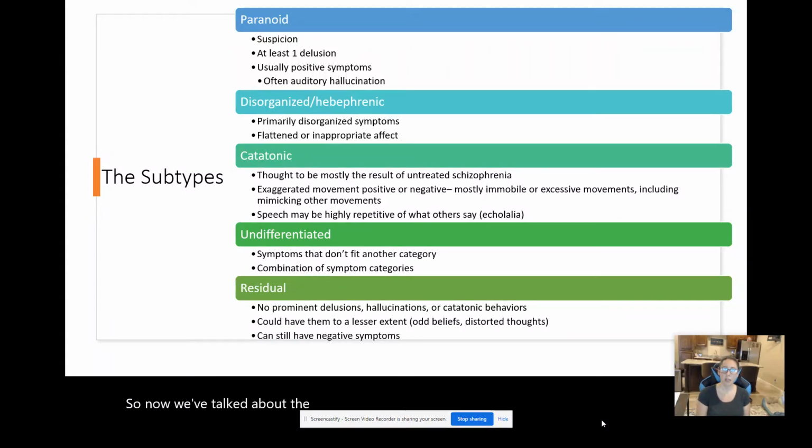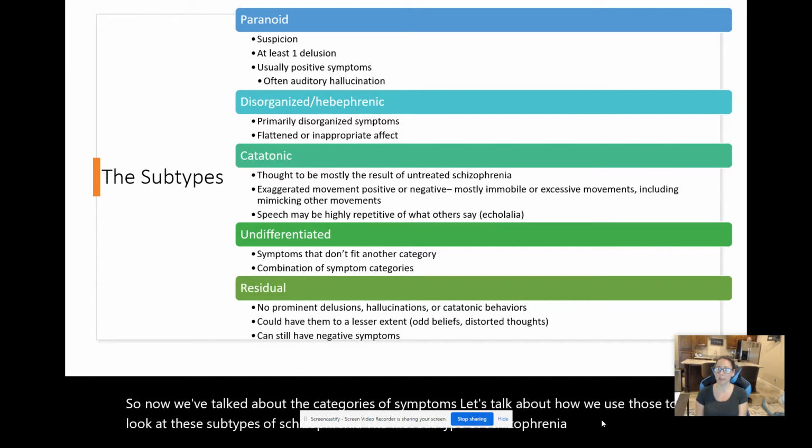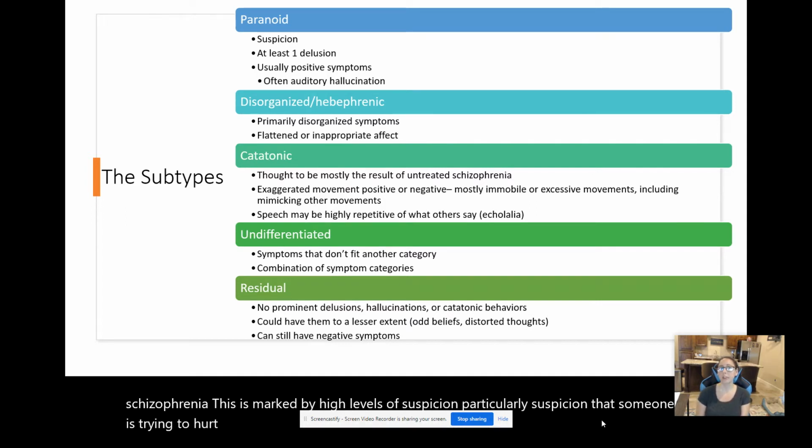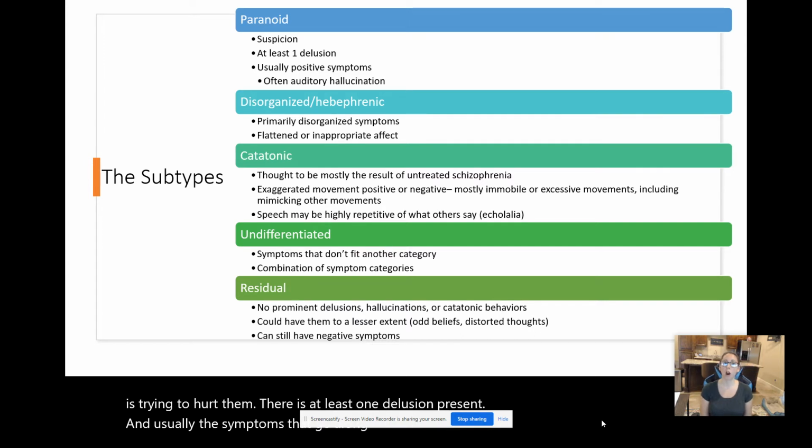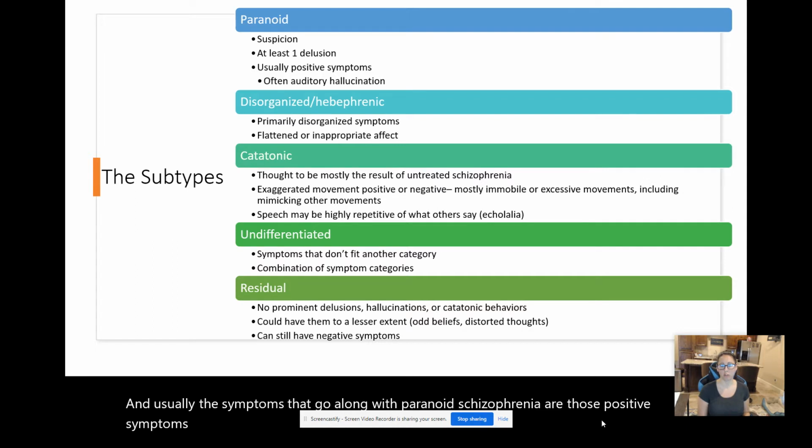Categories of symptoms, let's talk about how we use those to look at these subtypes of schizophrenia. The first subtype of schizophrenia is paranoid schizophrenia. This is marked by high levels of suspicion, particularly suspicion that someone is trying to hurt them. There is at least one delusion present, and usually the symptoms that go along with paranoid schizophrenia are those positive symptoms, often auditory hallucinations, right? So hearing things that aren't there.